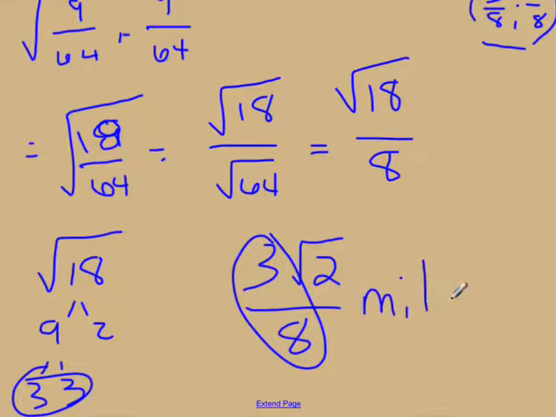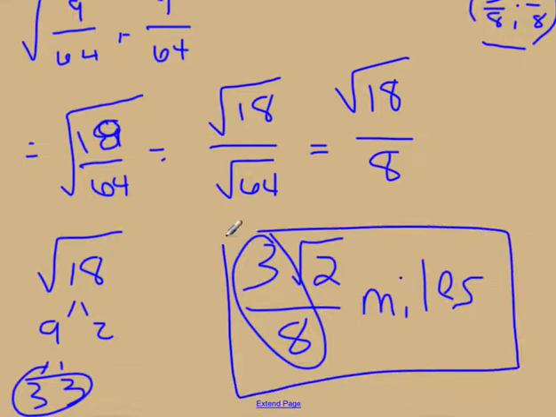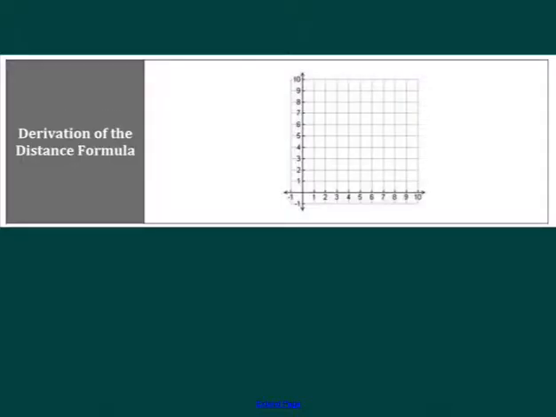So then our final answer is going to be 3 square root of 2 divided by 8 miles for our final answer for number 6. Now let's take a look at how the distance formula works. How did we get it? And it actually kind of comes from the Pythagorean theorem.